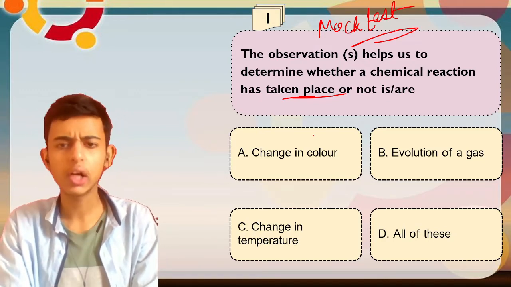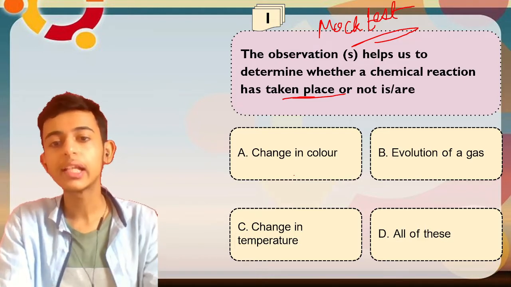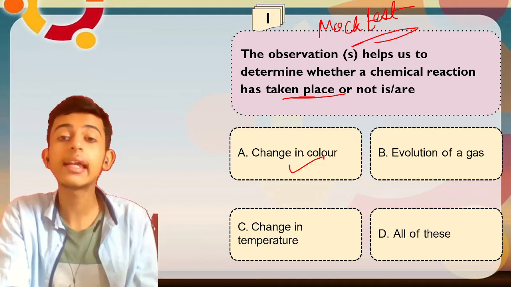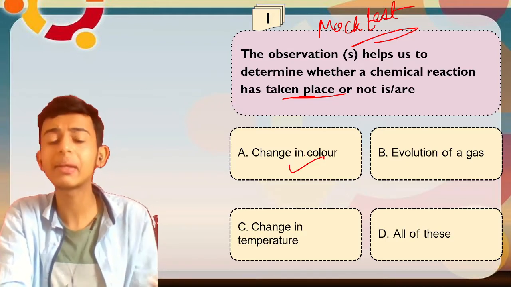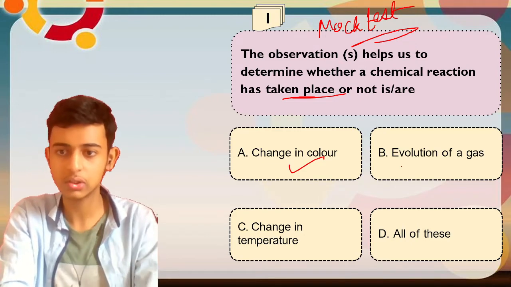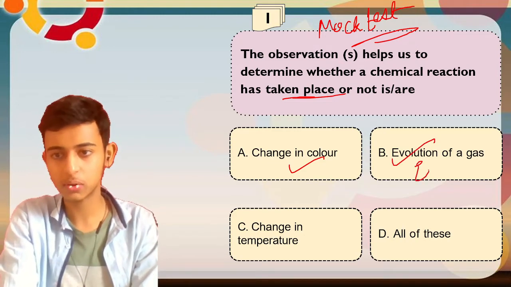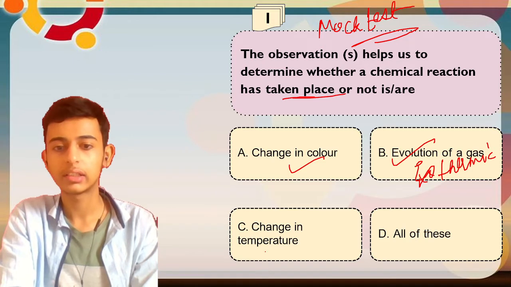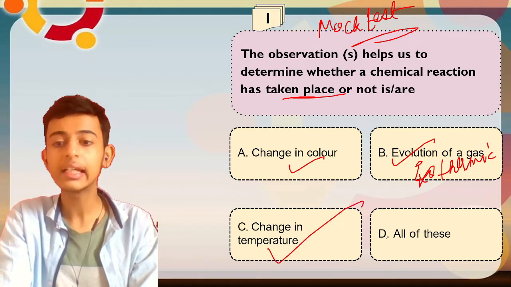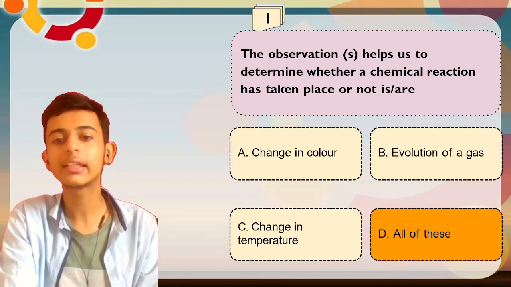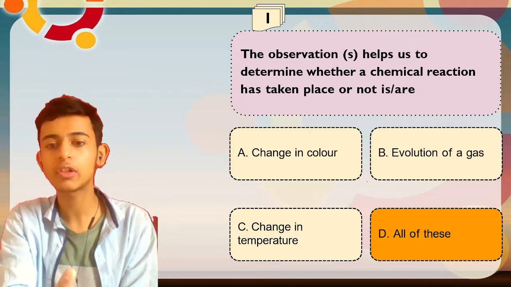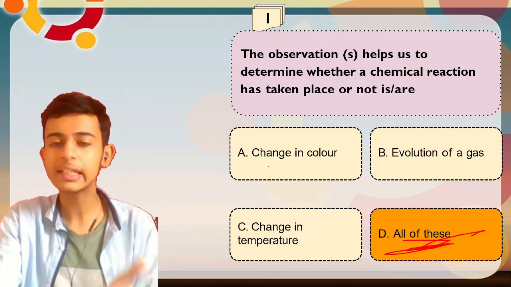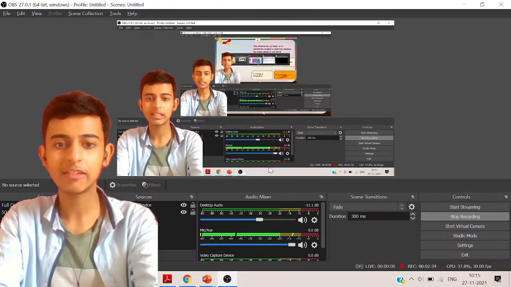I hope you must have thought, and now I'll tell you the answer. Change in color tells us, correct? If color is changing, then it tells us that a reaction has taken place. The chemical composition of that substance has changed. Evolution of gas, yes, it talks about exothermic reactions. Then change in temperature, exactly. So the answer should be all of these, because all three are there: change in color, evolution of a gas, change in temperature. Correct, everyone? Hope that is clear.